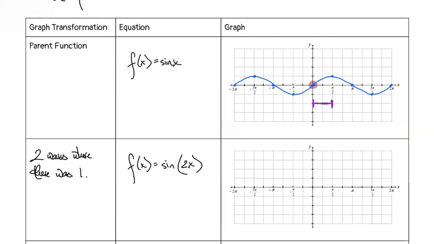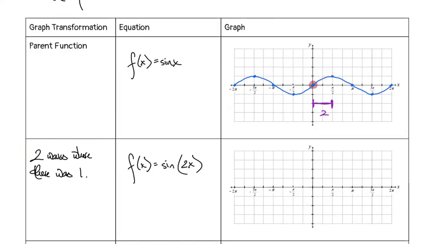How many boxes between the center point and the top point? 2. Okay. So if I want the waves to be twice as close together, should I have more boxes between the center and the top, or should I have less boxes? Yeah, we're going to have less because we're making 2 waves where there was 1, right? We're cramming more waves into that same space.